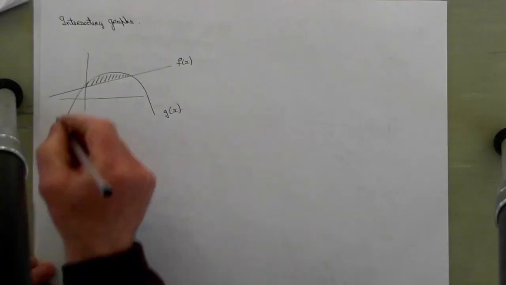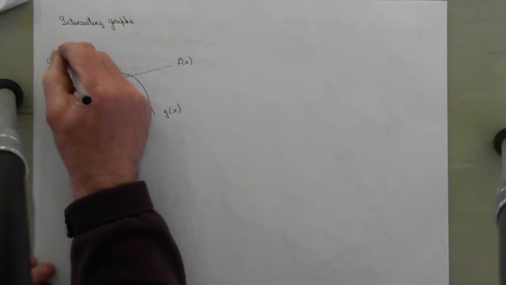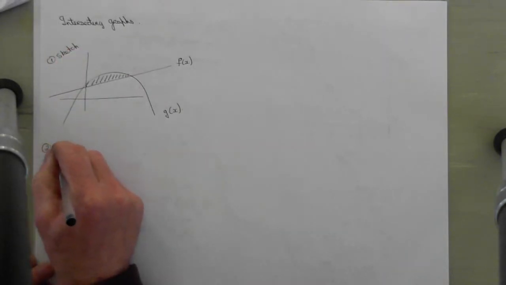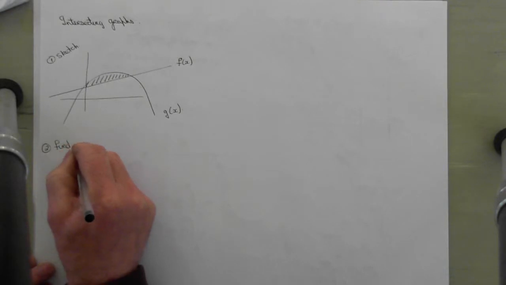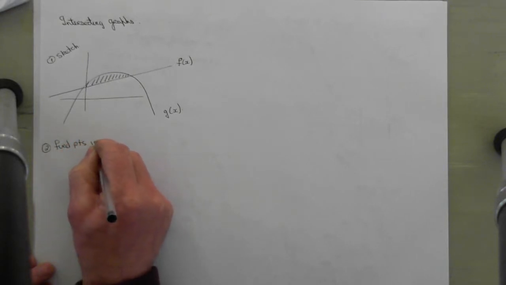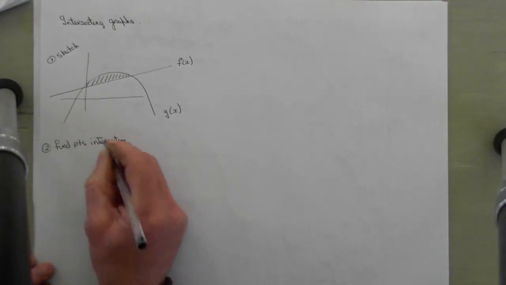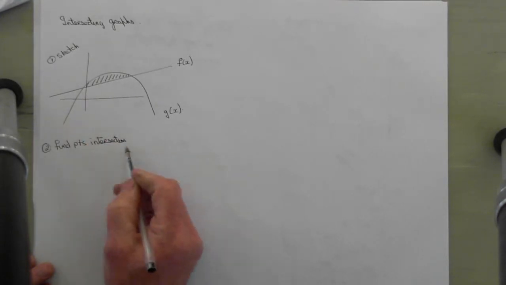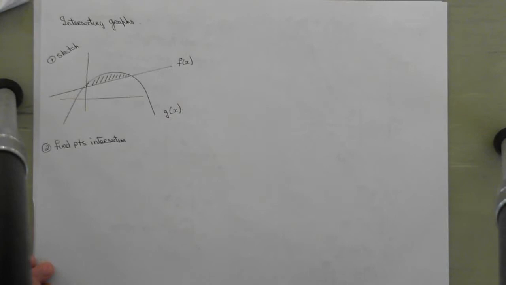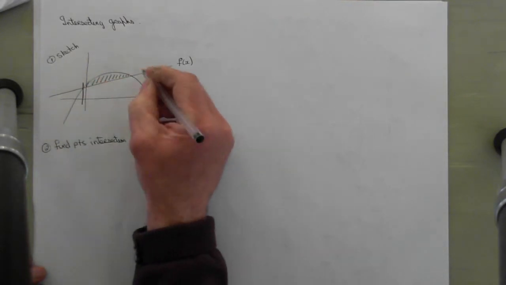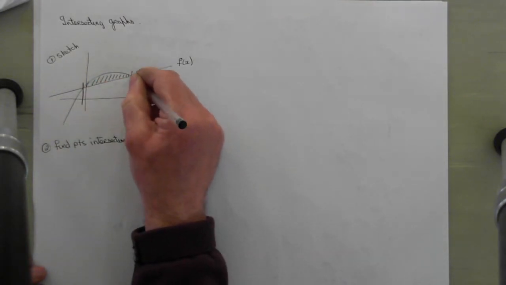So if I give you intersecting graphs, the first thing you would be expected to do is sketch. And the second thing you'll be asked to do is find the points of intersection. Sometimes you may do this first because it helps you to draw your graph. So now once I have sketched it and found my points of intersection, then I have my limits of integration from A to B.